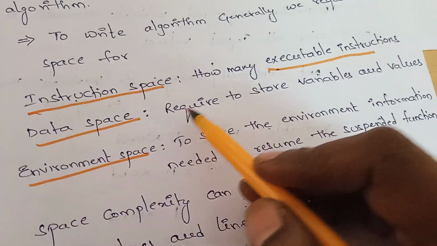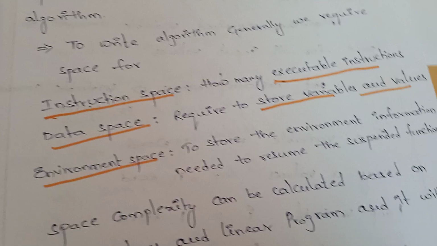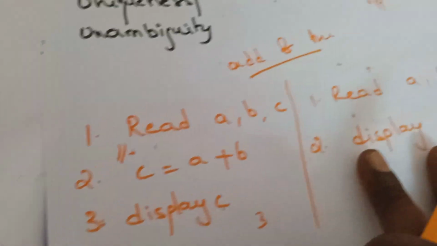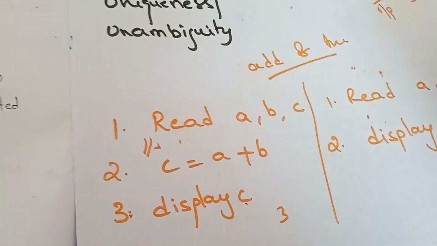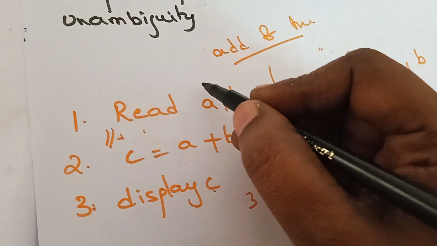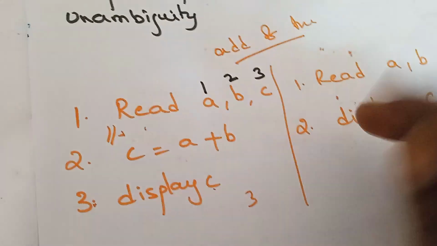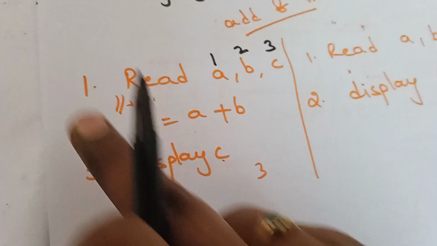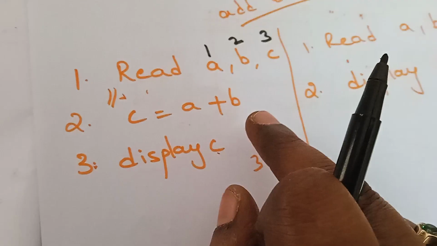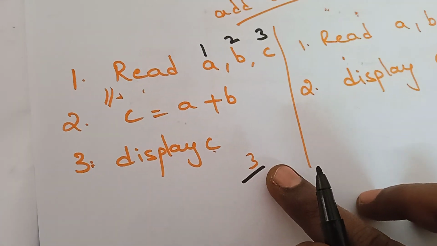Data space is the space required to store variables and values. So now look at data space. What variables do we have? A is one variable, right? A is one variable, B is the second variable, C is the third variable. So what is the data space of this program or this algorithm? What is data space? Three variables, right?